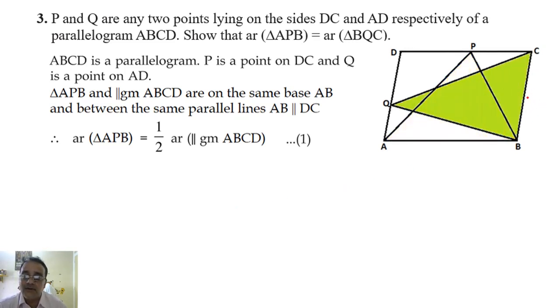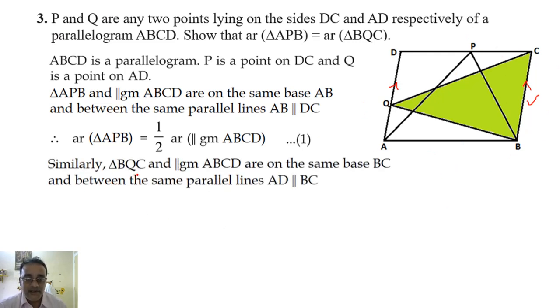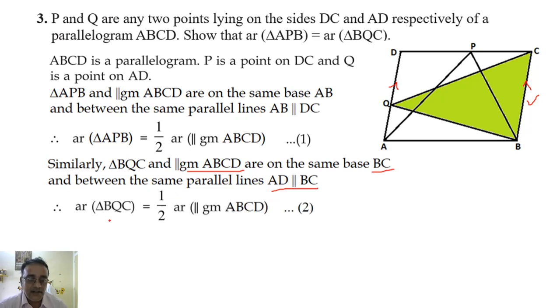ये green वाला triangle देखो. The green triangle, that is BQC, and the parallelogram are on the same base BC and between the same parallels AD parallel to BC. So what can you say about the area of triangle BQC? Area of triangle BQC is half of the area of parallelogram ABCD. Right, fine, very good. So similarly, triangle BQC and parallelogram ABCD are on the same base BC and between the same parallels. So we conclude that area of triangle BQC is half of area of parallelogram ABCD.